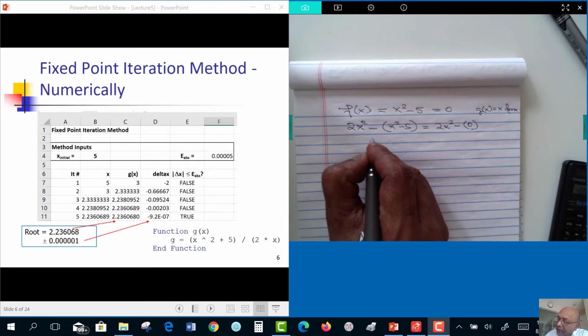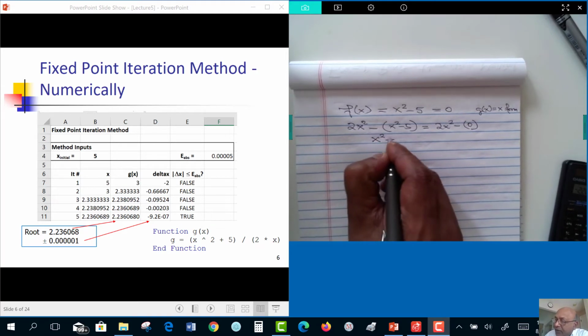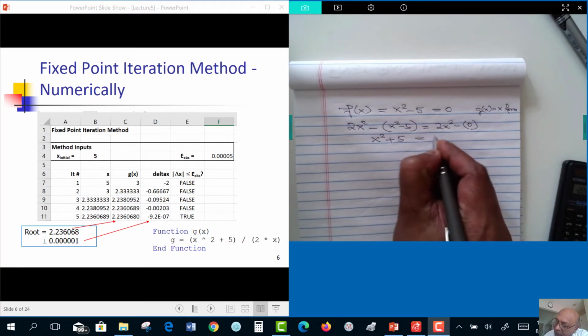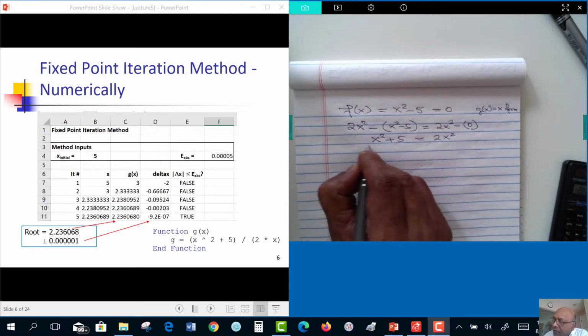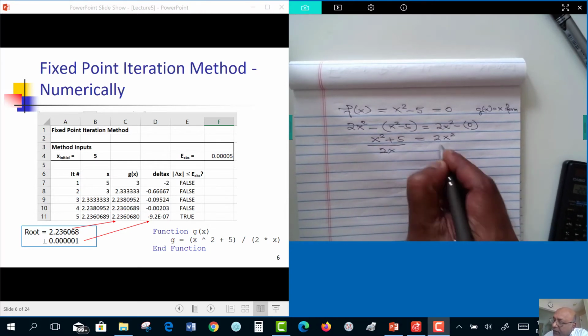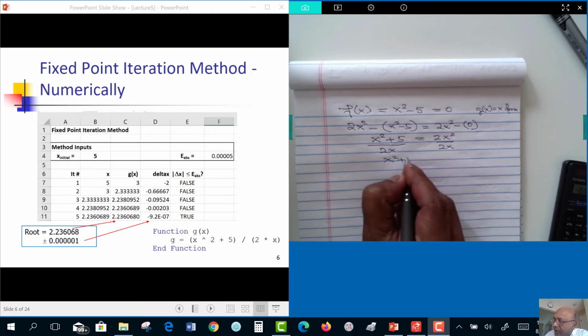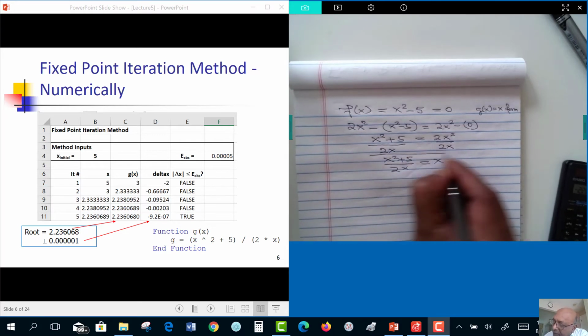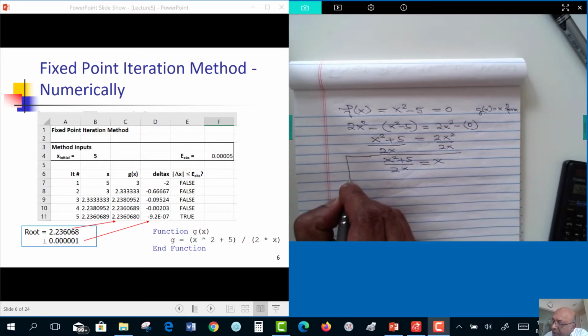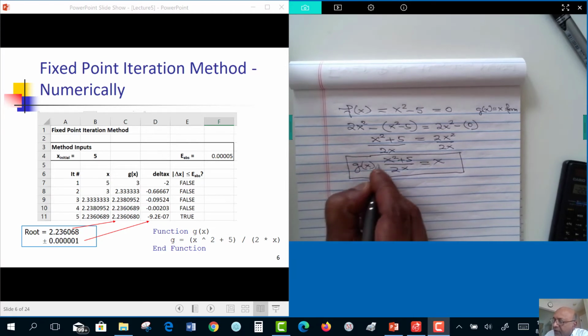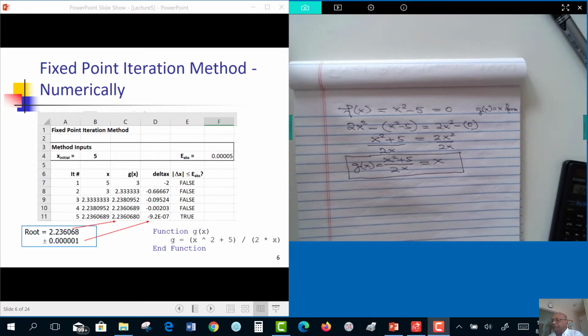So I'll do 2x squared minus (x squared minus 5) is 2x squared minus 0. So I've subtracted both sides from 2x squared. So we will get x squared plus 5 is equal to 2x squared. And now I'm going to divide both sides by 2x. So I'll get (x squared plus 5) over 2x is equal to x. So that means I have got this g(x) is equal to x form.